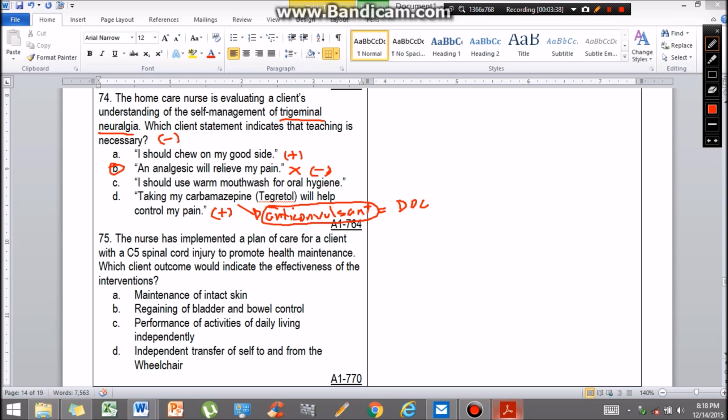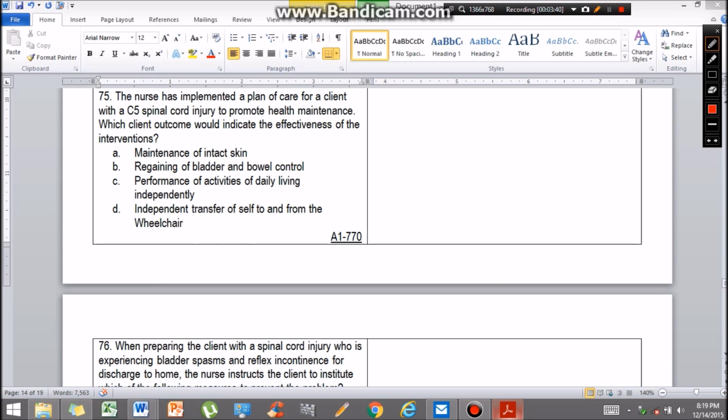Next, the nurse has implemented a plan of care for a client with cervical 5 spinal cord injury to promote health maintenance. Which client outcome or goal or objective would indicate the effectiveness of the intervention? A. Maintenance of intact skin. B. Regaining of bladder. C. Performance of activities of daily living. Or D. Independent transfer of self.